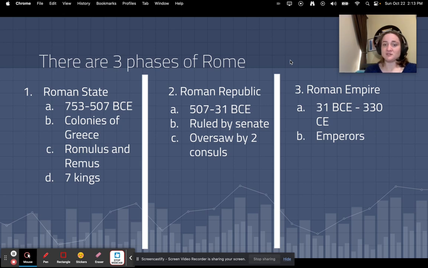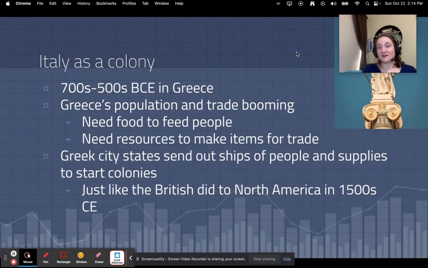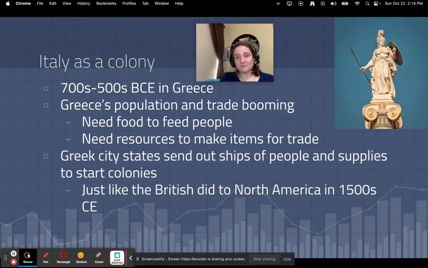and it was ruled by the Senate and overseen by two councils. The video explains what the two councils are. And then lastly, the Roman Empire, which lasted from 31 BCE to 330 CE, and that's where you got the famous emperors. So this third piece here, the Roman Empire, is going to be our main focus for the next 3 weeks. So today we're going to get through the first phase and second phase, and the rest of this time is going to be on the Roman Empire.